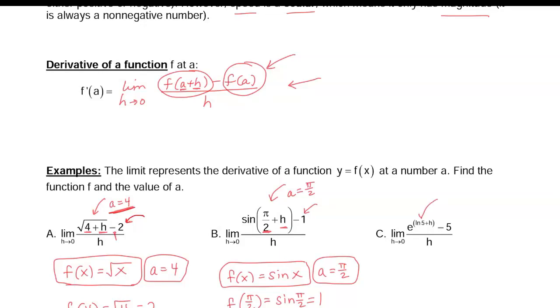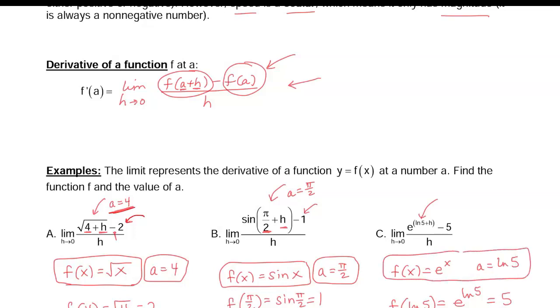The function is showing right here: f of x equals e to the x. It looks like a is the natural log of 5. So I'm going to evaluate f of the natural log of 5, which is e to the natural log of 5. That's our natural log, and the answer is 5. So that is true. Our function is e to the x, and a is the natural log of 5.